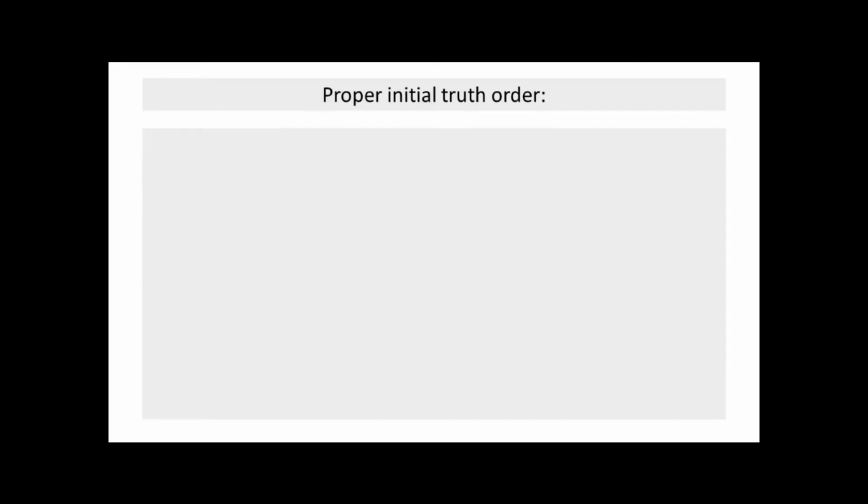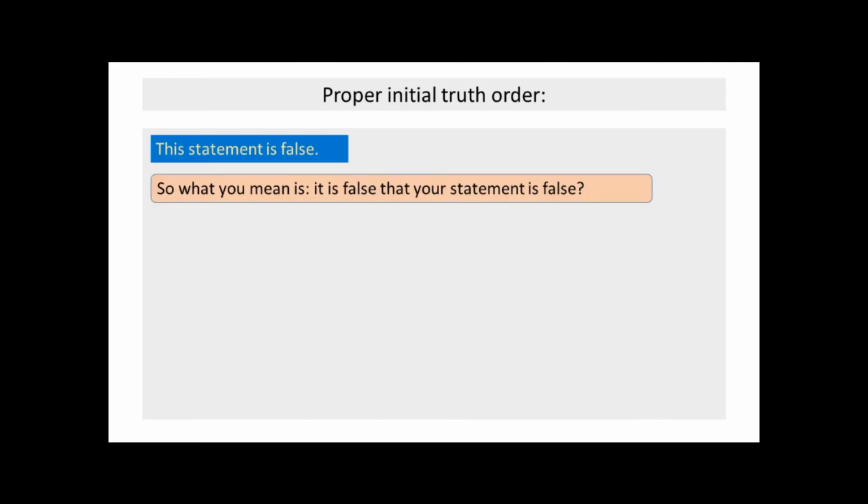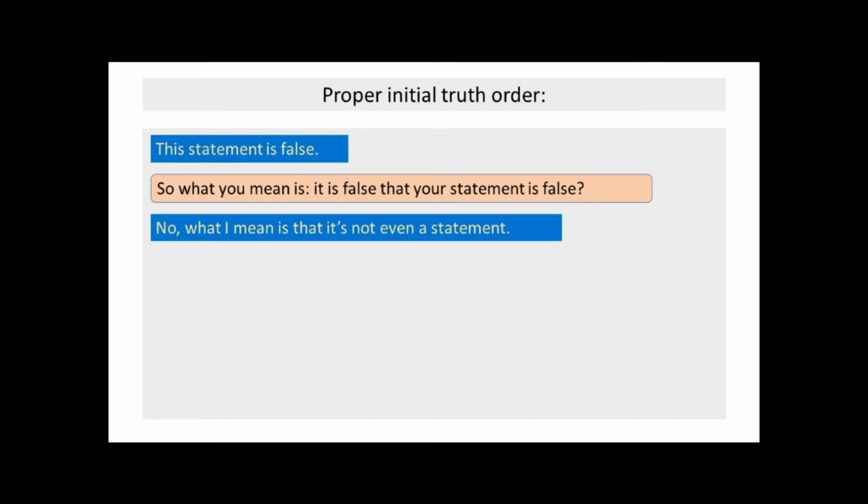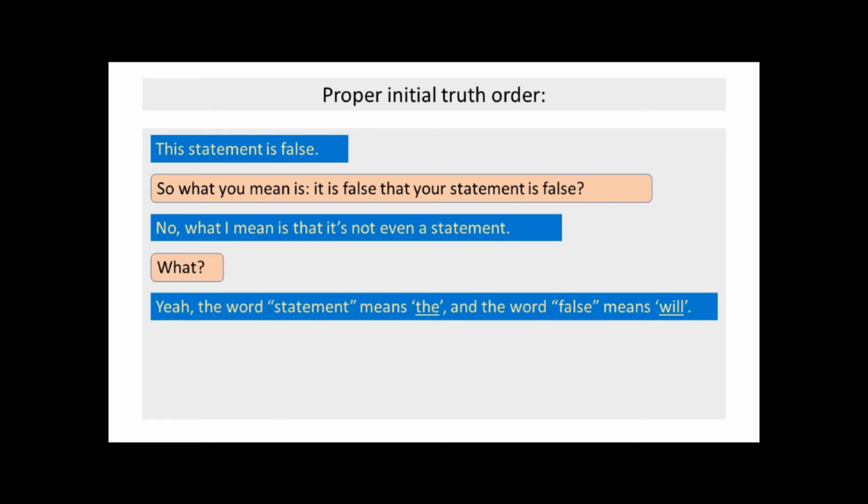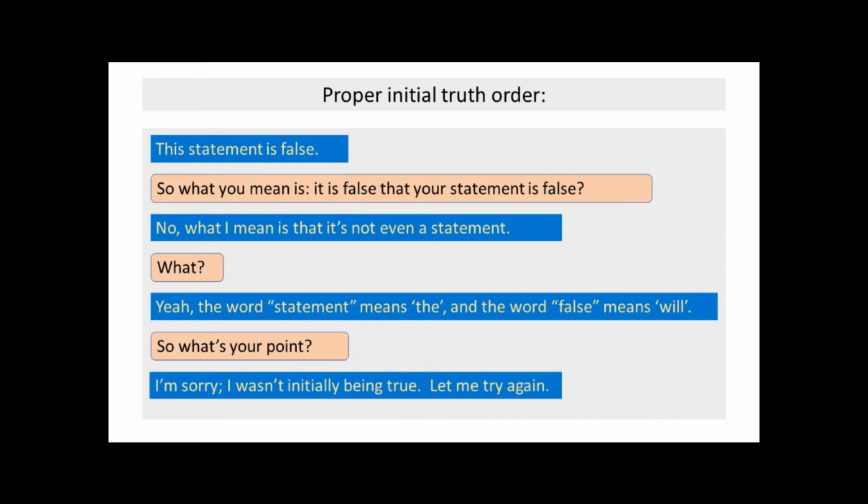Here's a perspective dialogue showing initial truth in relation to the order of making a statement. This statement is false. So what you mean is, it is false that your statement is false? No. What I mean is that it's not even a statement. What? Yeah. The word statement means the, and the word false means will. So what's your point? I'm sorry. I wasn't initially being true. Let me try again. This statement is false.